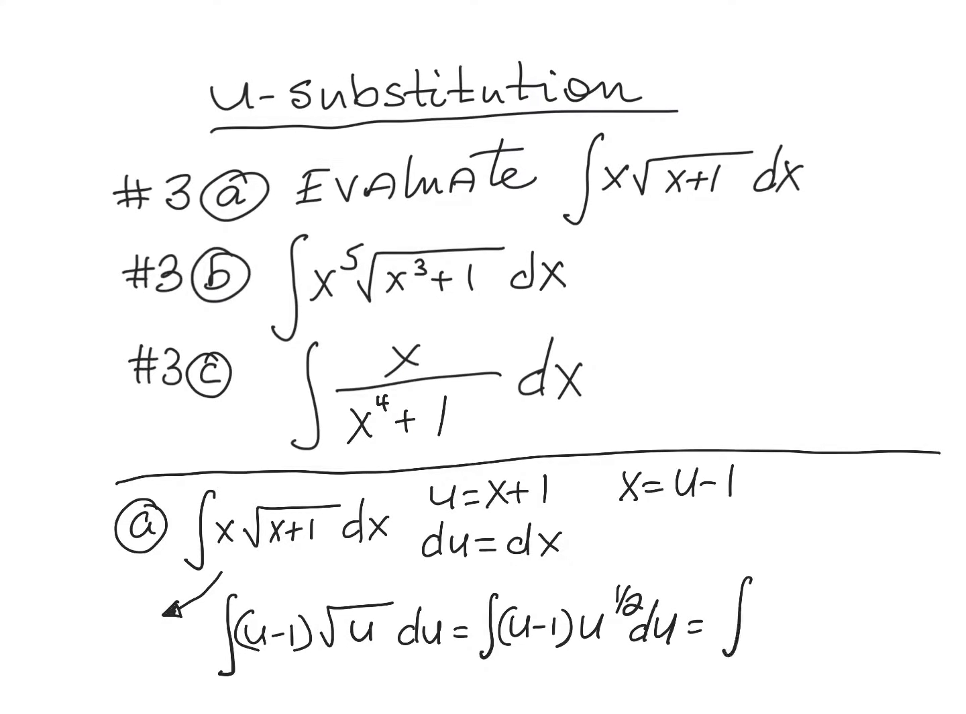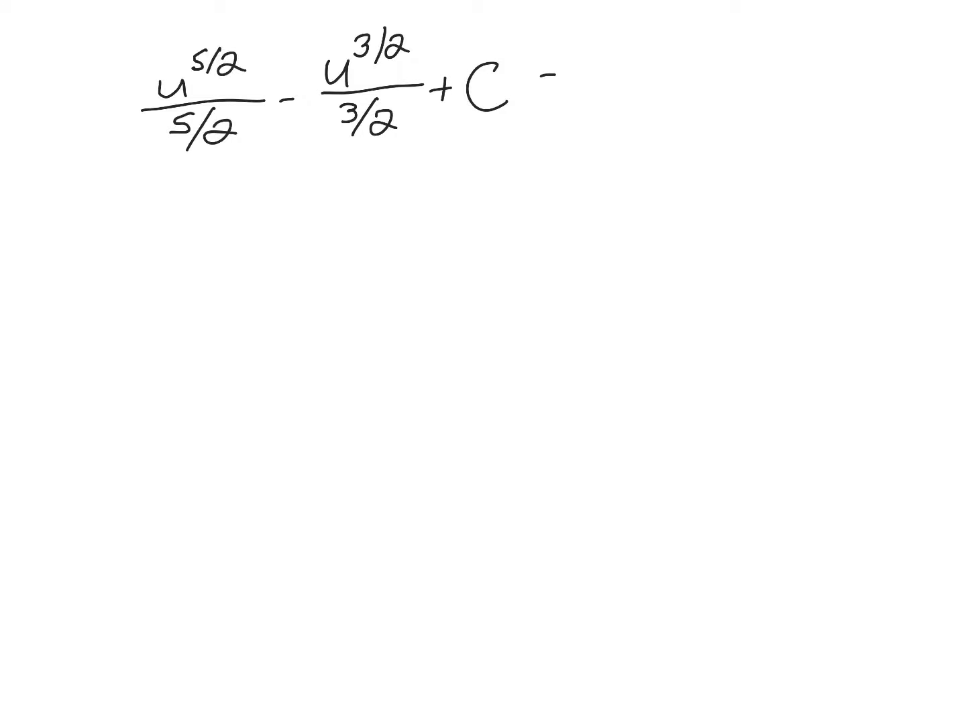u to the 3/2 power minus u to the 1/2 power du. These are 2 basic antiderivatives which are done with the power rule. So the antiderivative of u to the 3/2 is u to the 5/2 over 5/2, and the antiderivative of u to the 1/2 is u to the 3/2 over 3/2. We can add a c here.